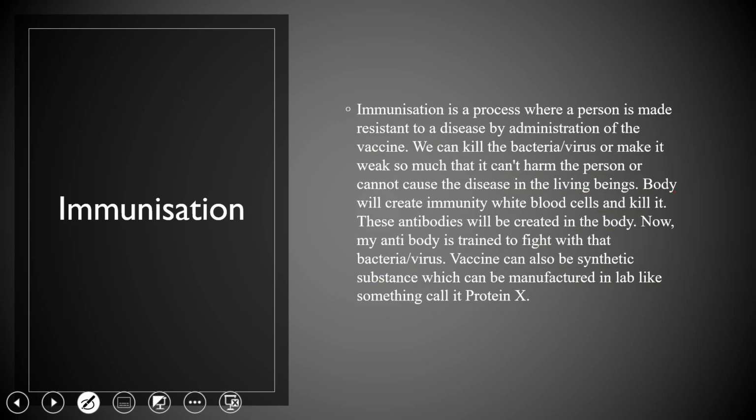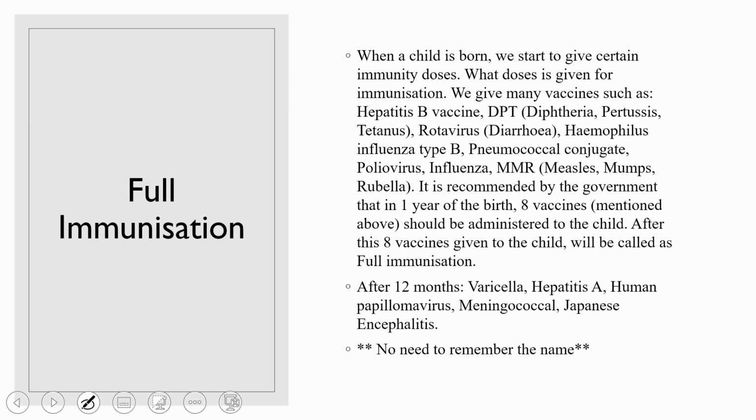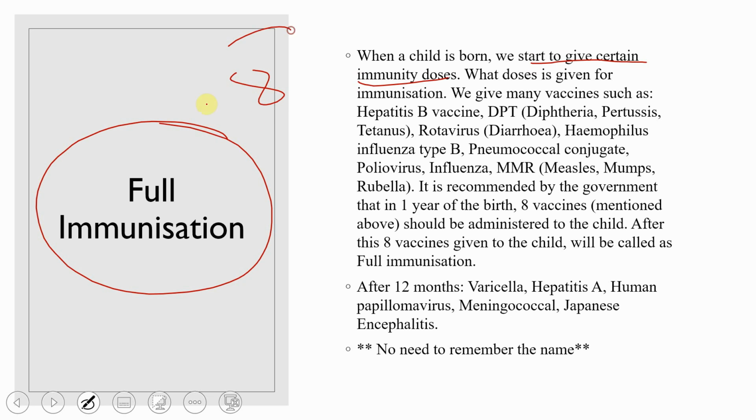So this is what is called immunization: making your body immune to that virus or bacteria against future attacks, training your body to fight those bacteria and viruses. Now the concept comes of what full immunization is. Full immunization is a term: when a child is born, we start to give certain immunity doses, that is, some vaccines are given to them. What doses are given for immunization? We give many vaccines, around 8 vaccines, to children within 1 year of birth.